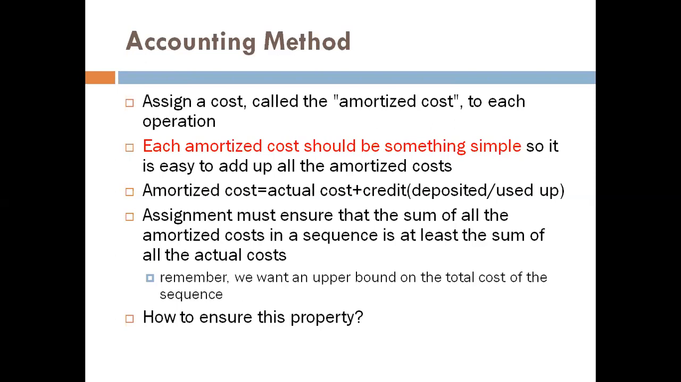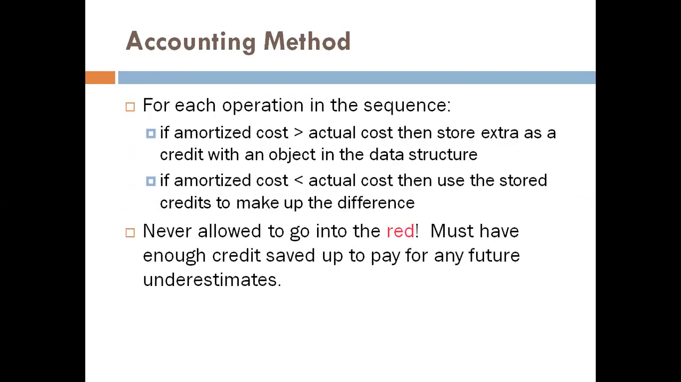And when an operation's amortized cost exceeds its actual cost, the difference is assigned to the credit, or we can say that we accumulate the difference in a credit part. Credit can be used later on to help pay for operations whose amortized cost is less than their actual cost. So here we'll see one example.